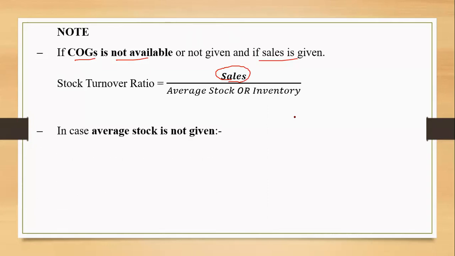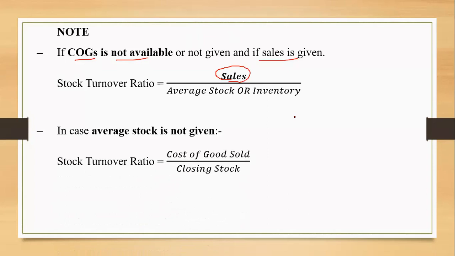I think the second note should also be there. Yes. If average stock is not given, in that case, we will have closing stock. So the formula will be COGS upon closing stock. These two changes can be there.